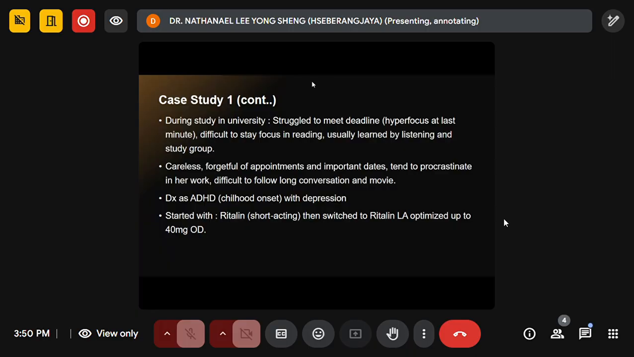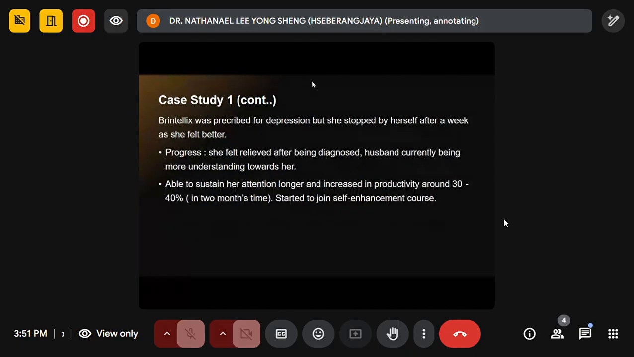After I found that she was tolerating well, on the second appointment, I then switched her to Ritalin LA. And I slowly optimized from 20 milligram to 40 milligram OD. And then Prentilix was also prescribed for depression at the first encounter, but she stopped by herself after a week as she felt better.